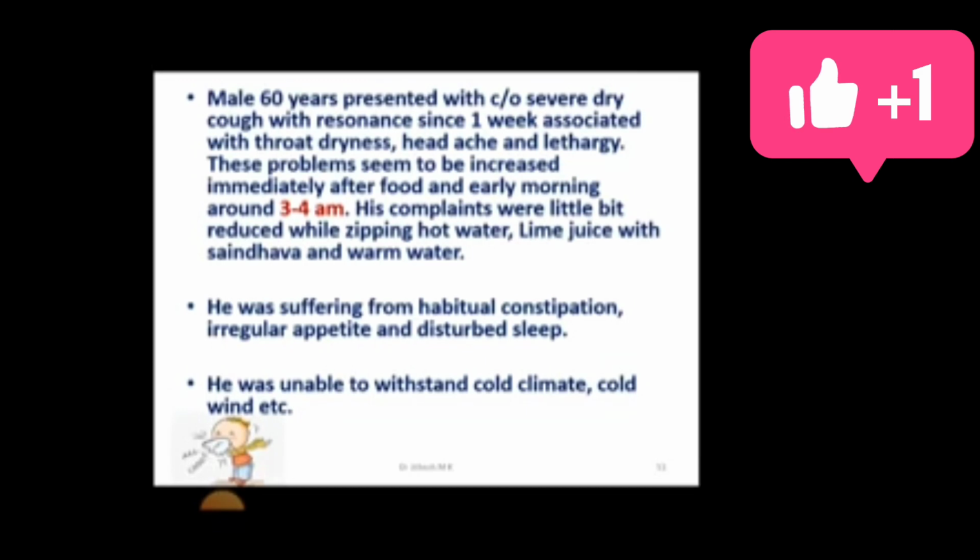So, what type of Vatika kasa? That is the main thing. As I explained, the treatment explained by the Acharyas for Vatika kasa differs. There are 2 types of Vatika kasa, isn't it? I explained.